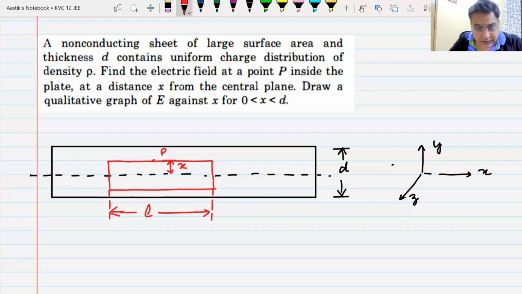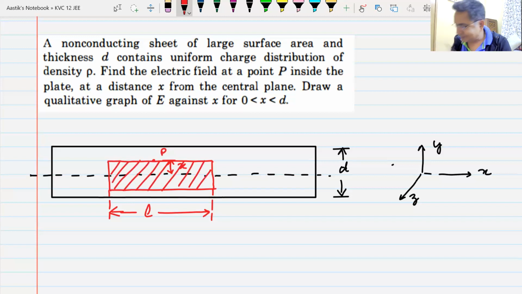Okay, let me do it. So this is the Gaussian surface that I have taken. Now, this Gaussian surface includes a charge. And how much charge will come in this Gaussian surface is how much charge will come in this volume.